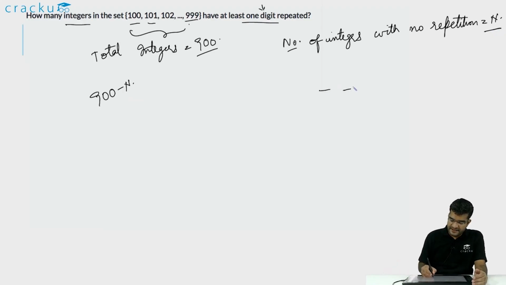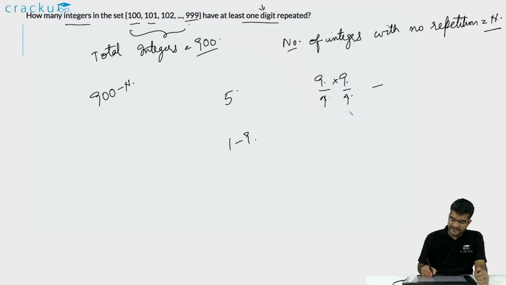So we have 3 digits that we need to fill up, and there should be no repetition between these 3 digits. The first digit cannot be 0, but it can be any number from 1 to 9, so it can be selected in 9 ways. Once you select a number, let us assume that you have selected 5. The second digit can be any number which is not equal to 5. It can be either 0 or 1 or 2 or 3 till 9. It just cannot be equal to 5. So again you can select this in 9 ways.